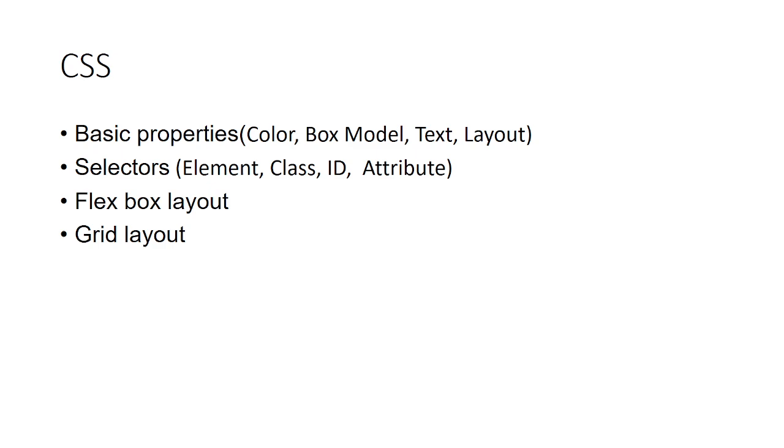We need to learn about basic properties like color, box model, text, and layout, to enhance the quality of the web page. Then we also have selectors: elements, tag, class, ID, and attributes, and flexbox layout, like to have a box layout, and grid layout. These are all the basic concepts that we need to learn in cascading style sheets.